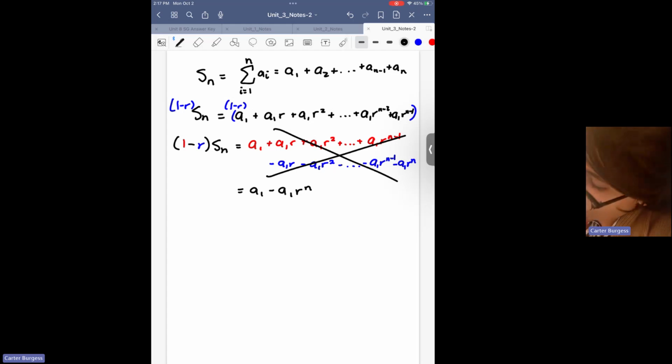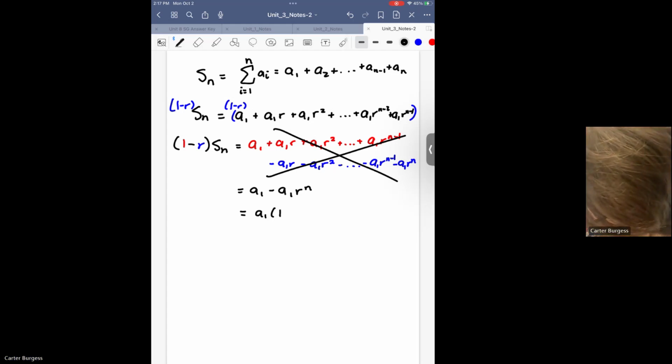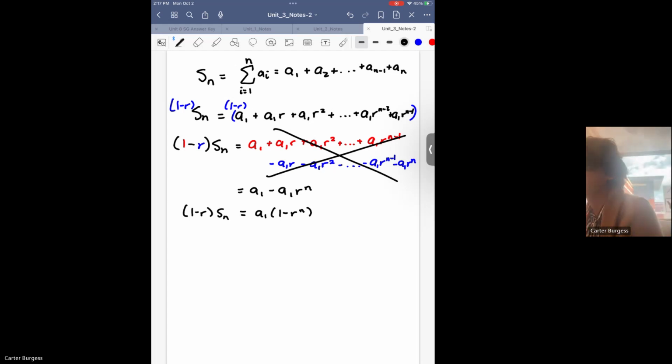And just to tidy things up, we could factor out an a sub 1. Okay, so a little bit of clever multiplication forced everything to cancel. We end up with a very, very nice simplified version of what we were looking at before. But do I care about what 1 minus r times my sum is? Not really. What am I ultimately looking for? My sum. How would I solve for my sum here? Divide both sides by 1 minus r.